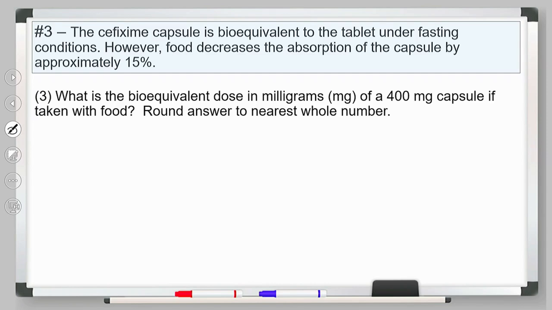Now, here's a little deal. They also come in capsules. Suffixing comes in tablets and capsules. It says the capsule is bioequivalent to the tablet under fasting conditions.